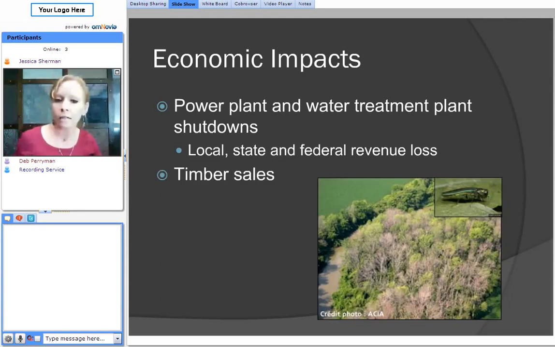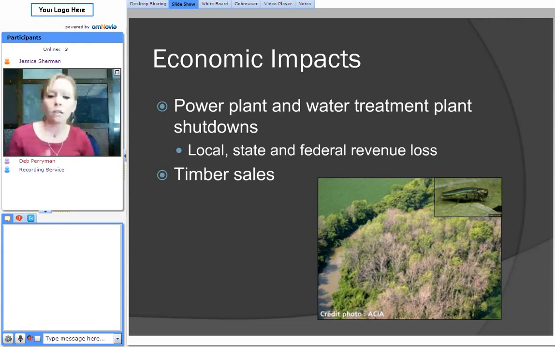Timber sales is another economic problem. So there's an invasive species called the emerald ash borer that parasitizes native ash trees, which used to be pretty ubiquitous throughout the U.S. But since the ash borer has been introduced, you can see in this picture, they can kill massive stands of ash trees. And this has a big effect on the timber sales. Ash trees were actually the predominant wood used for creating baseball bats.